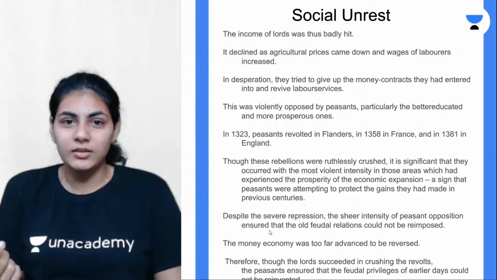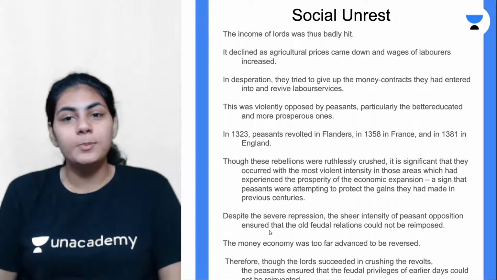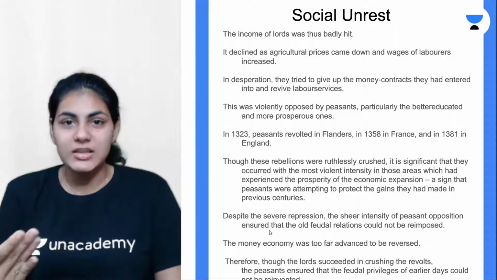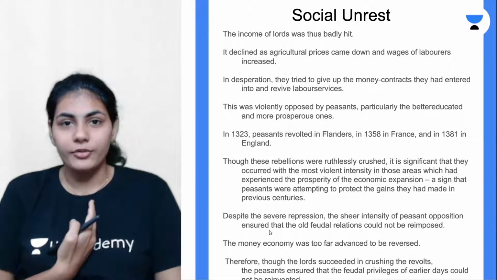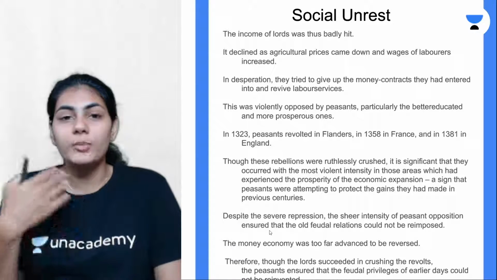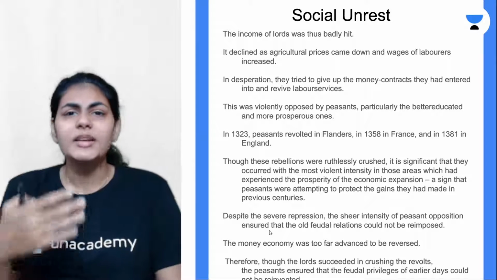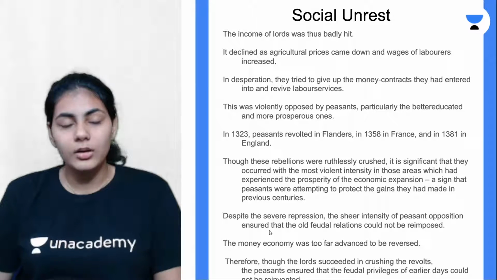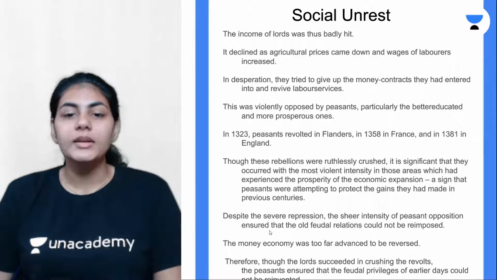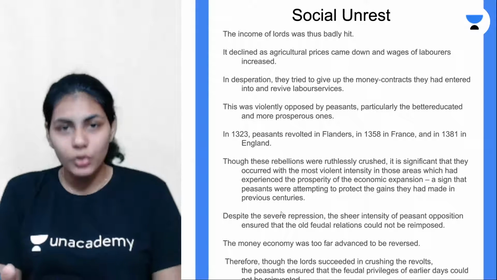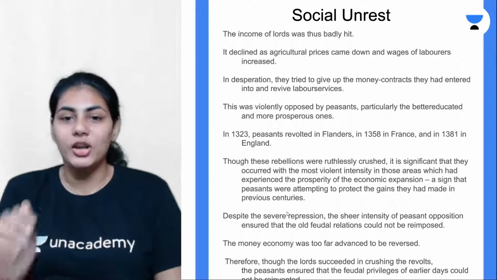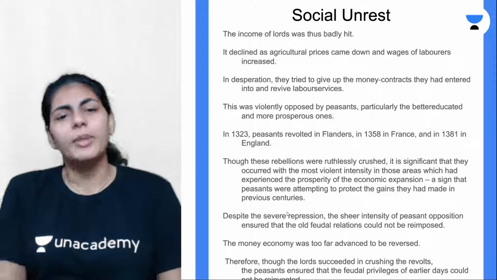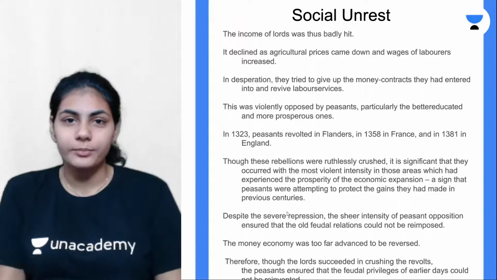What does this mean? That the lord can't exploit the peasant anymore. There are no feudal relations between us. I'm not a serf, and you're not my lord. Therefore, I'm not going to work under you, right? These kinds of statements were made by the peasants. So in some sense, it's a good thing for the peasants because they're trying to demolish that dangerous feudal relation. But for the lords, it's not a good thing.